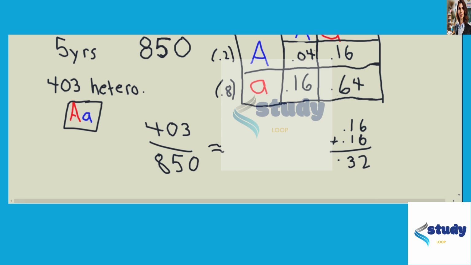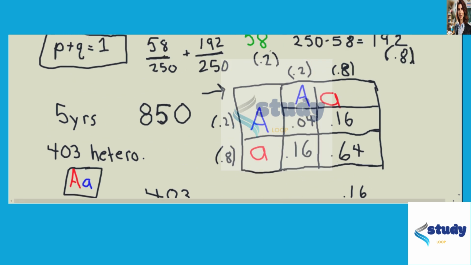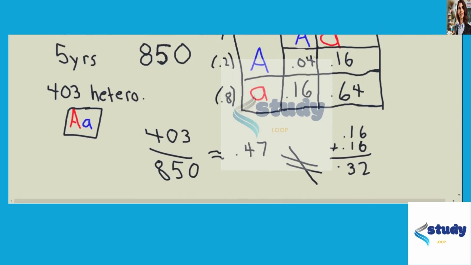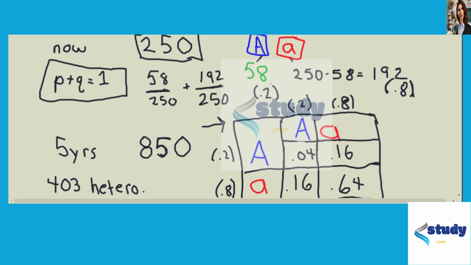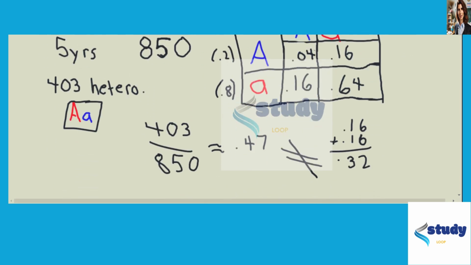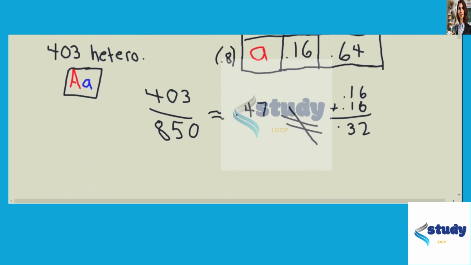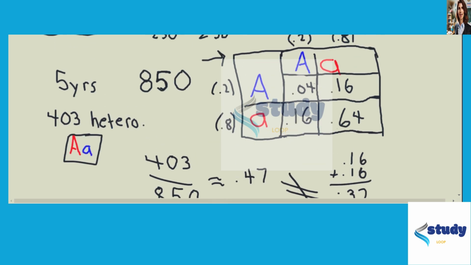And if we do the division here, 403 divided by 850 is going to be approximately 0.47, which, as you can see, does not equal 0.32, meaning that the proportions are indeed different. So we've seen that the frequency of heterozygotes has changed from the beginning to 5 years in the future. So what does this tell us? This tells us that evolution has most likely occurred, or it's had to have occurred, because we see a difference in the proportions of alleles.